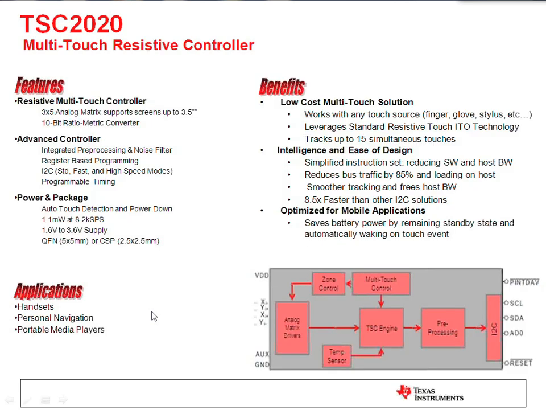So here's the TSC2020's one-page overview. You can look at more information on ti.com to find out the specifics here, but we'd like to highlight the fact that it has an I2C interface. You still get the great 10-bit ratiometric converter that we have in all of our standard resistive touchscreen controllers. We currently have available a 3.5-inch screen, but as I mentioned prior to this, we have a 7 and 10-inch resistive tablet screen solution being created right now, so large screen capabilities are available.